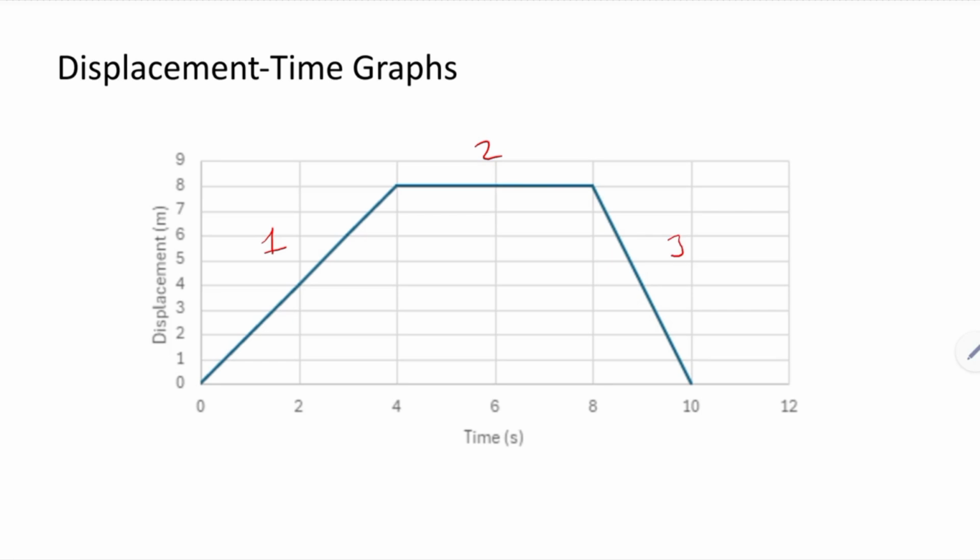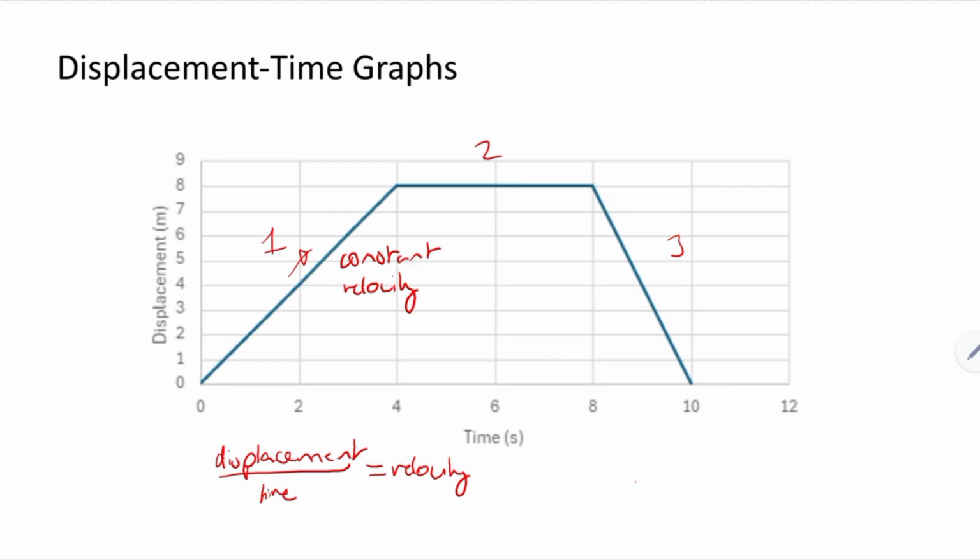So number 1, which is the slope going up. If you were to calculate the gradient of that, it would be displacement divided by time, and that will equal velocity. So therefore, as it is a straight line as well, this will be a constant velocity.